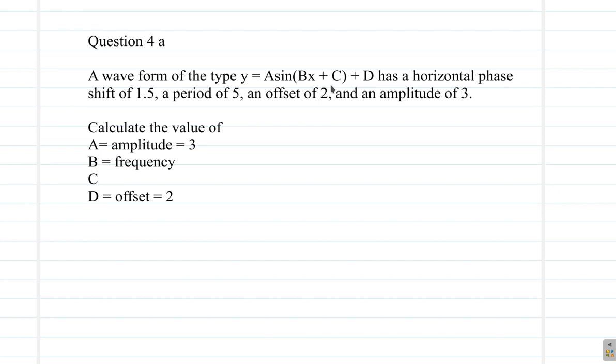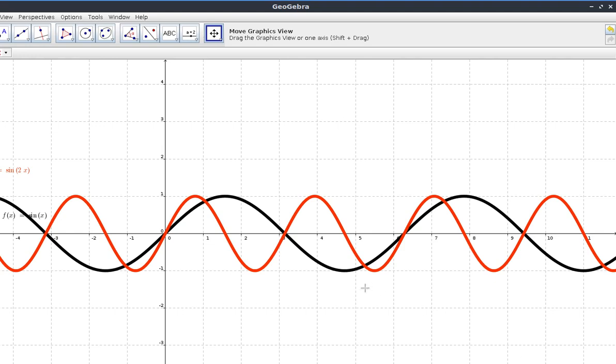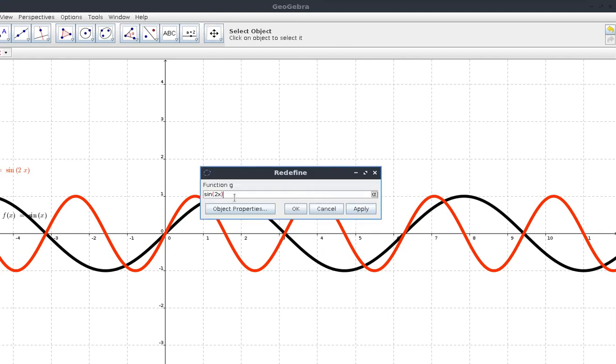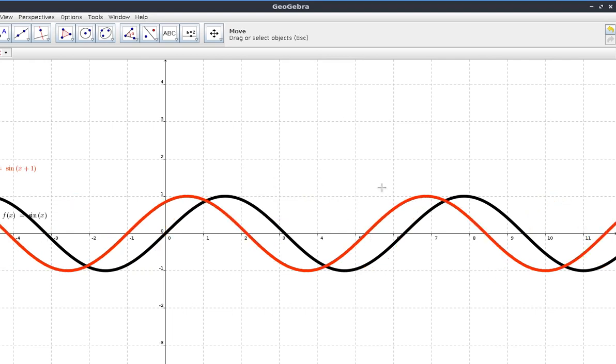Alright. Now, we went outside the bracket and found sine x, then plus d outside the bracket, and we saw that d was the offset. But what if we went inside the bracket and put our plus c? Let's go back to our modified graph, the red graph. We have sine x. Then we say plus 1. What's going to happen? Let's see.